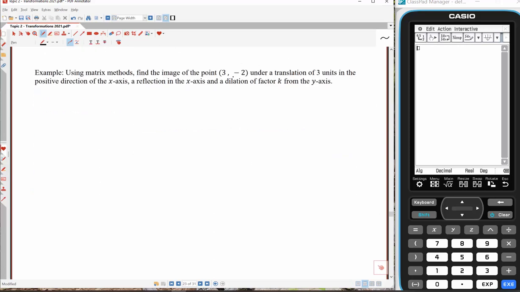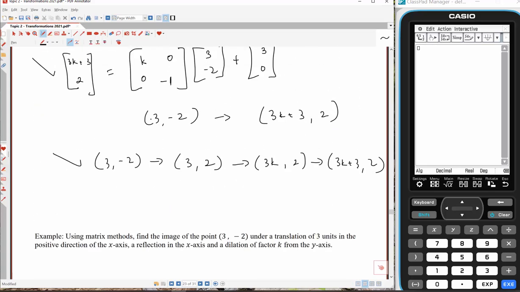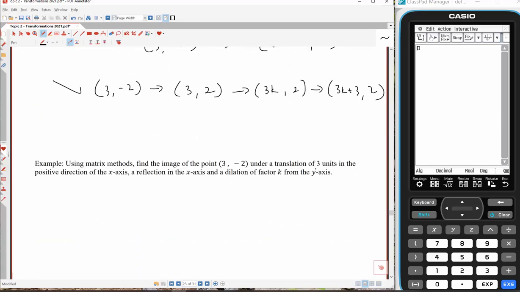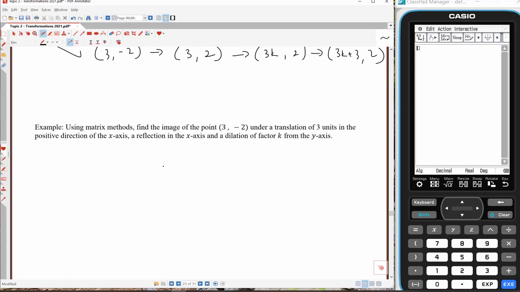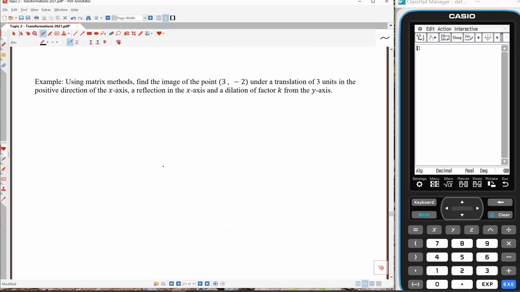Okay, using matrix methods, find the image of the point (3, -2) under a translation 3 units in the positive direction of the x-axis, a reflection in the x-axis, and a dilation of factor k from the y-axis. So (3, -2) is the point, the ordered pair. This is the transformation matrix, and what we'll get is the new point, the image.